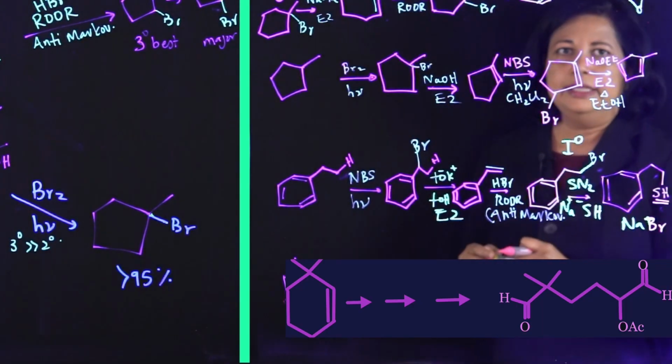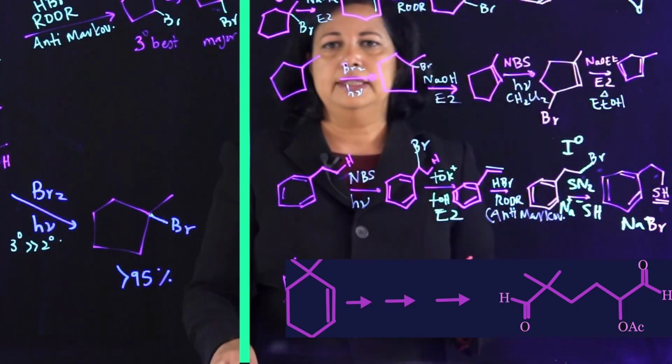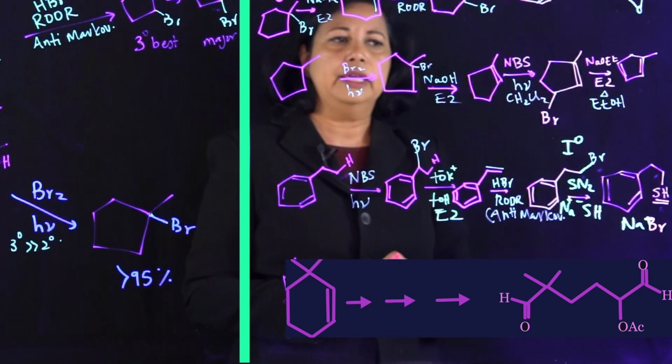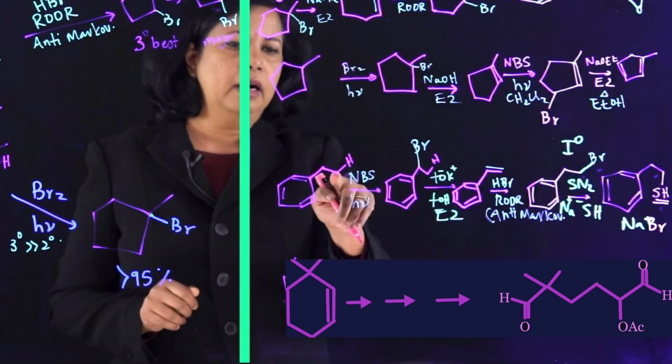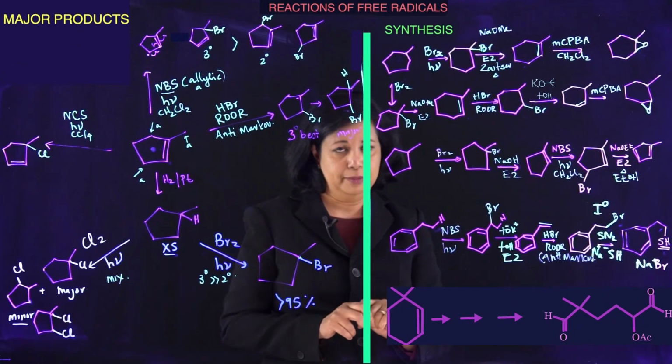All right, guys, so there you go. So that's your synthesis for functionalizing a carbon that's 2 carbons away from a pi bond.